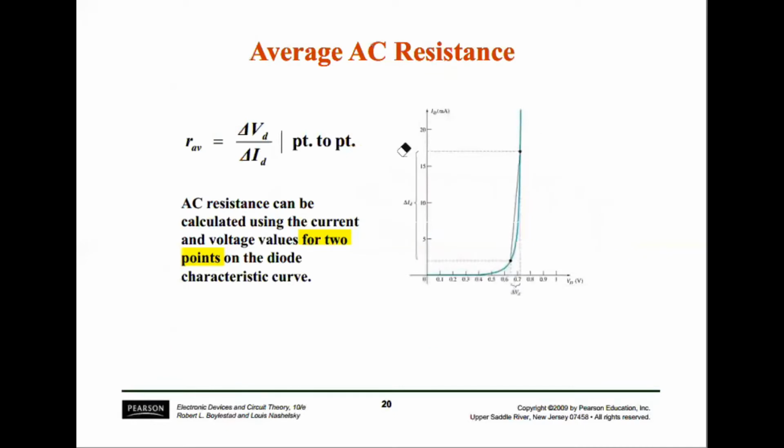This is the AC resistance. This is the average AC resistance, which is very important. Instead of finding the resistance at one point only, here it considers two points. It considers this point and another point, this one. So it takes this difference, this value minus this value. Let's say this is I2 and this is I1.